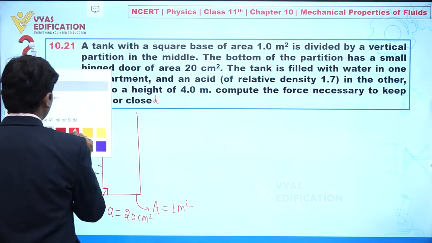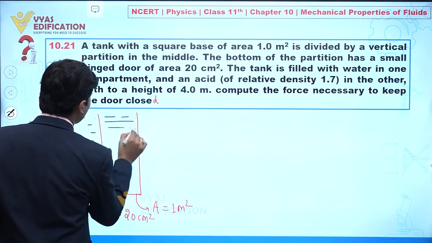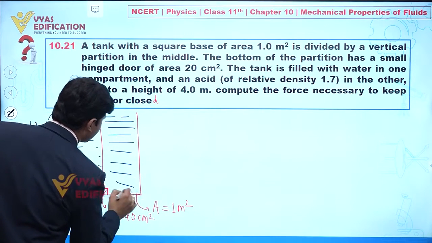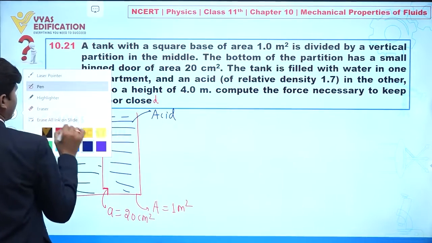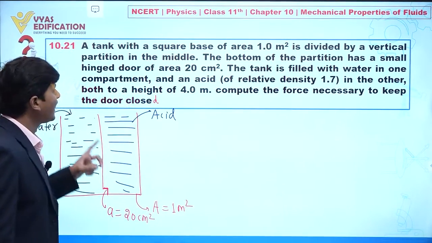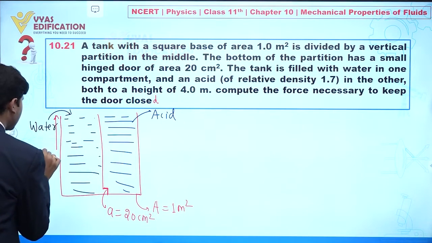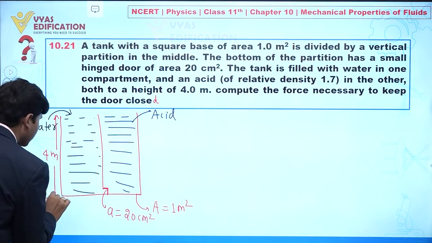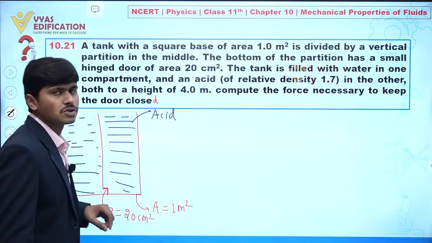Let's suppose this side we have acid, clear. Now it is also given both to a height of 4 meter. It means this vertical height is given to you, 4 meter. Compute the force necessary to keep the door closed.